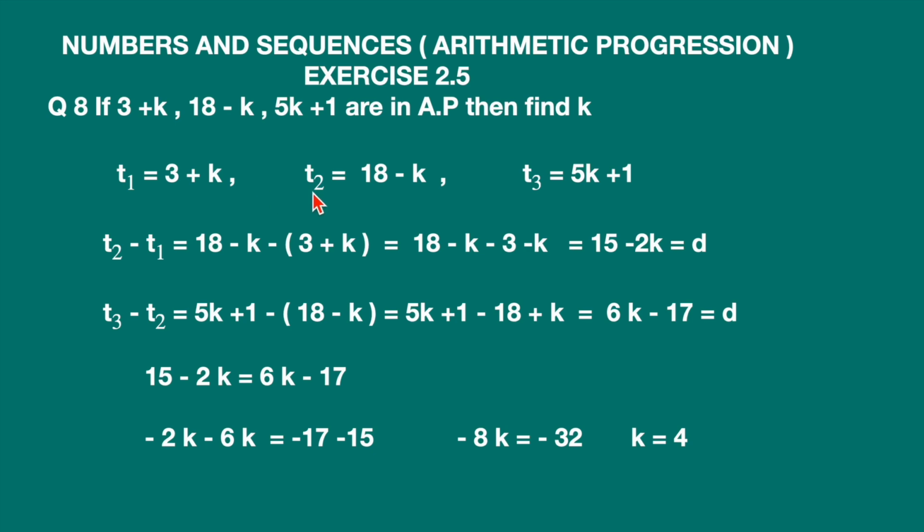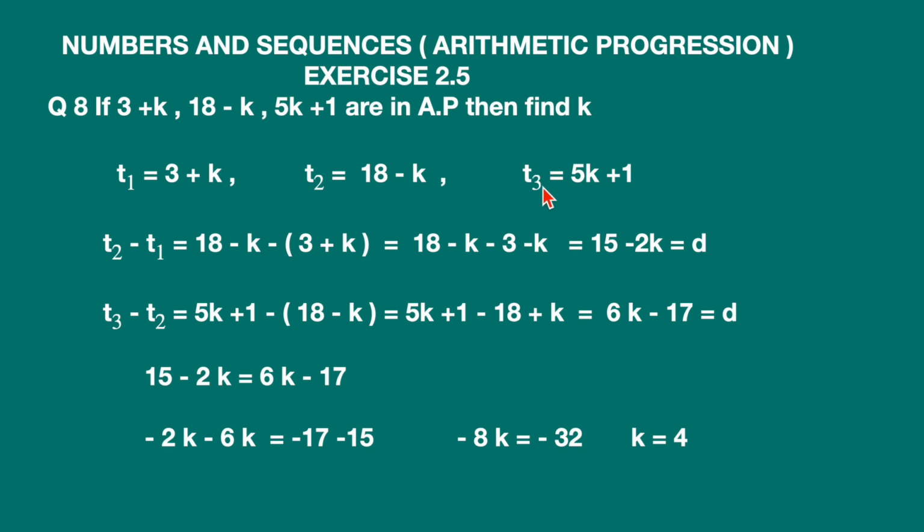Okay, let us find out the common difference, that is T2 minus T1. Let's do it. T2 minus T1. So 18 minus k minus 3 plus k. Put it in a bracket like this. Now open the bracket. So this will become minus 3 minus k. This is equal to 18 minus 3 is 15. Minus k is minus 2k. So 15 minus 2k is equal to D, the common difference of an arithmetic progression.